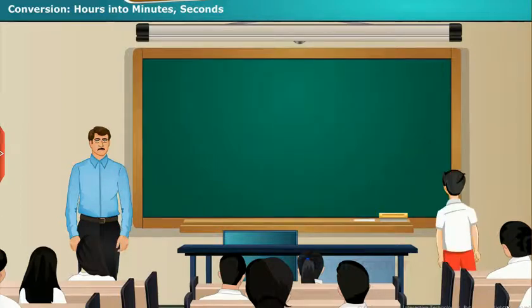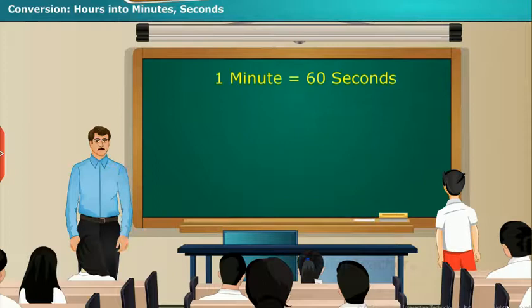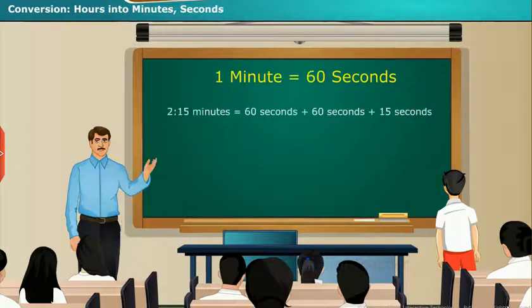Sir, can we convert minutes into seconds? Why not? We can convert the minutes into seconds also. As we know, 1 minute is equal to 60 seconds. For example, 2 minutes and 15 seconds is equal to 60 seconds plus 60 seconds plus 15 seconds. Altogether, it is equal to 135 seconds.